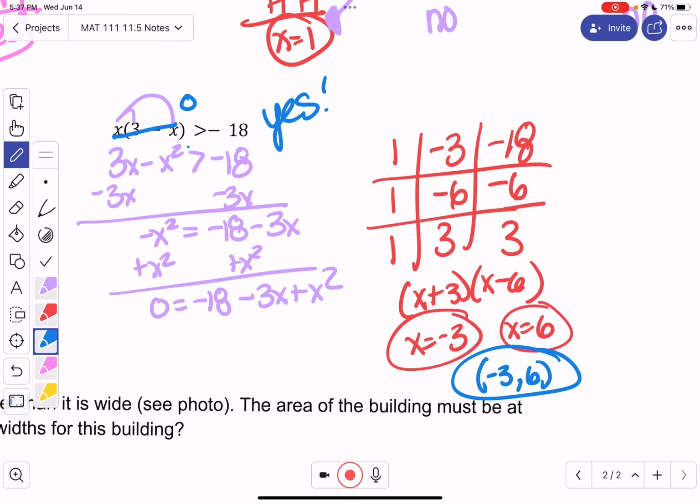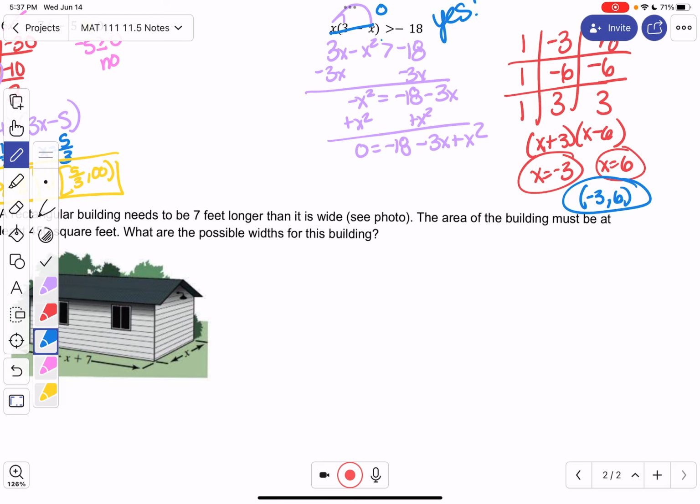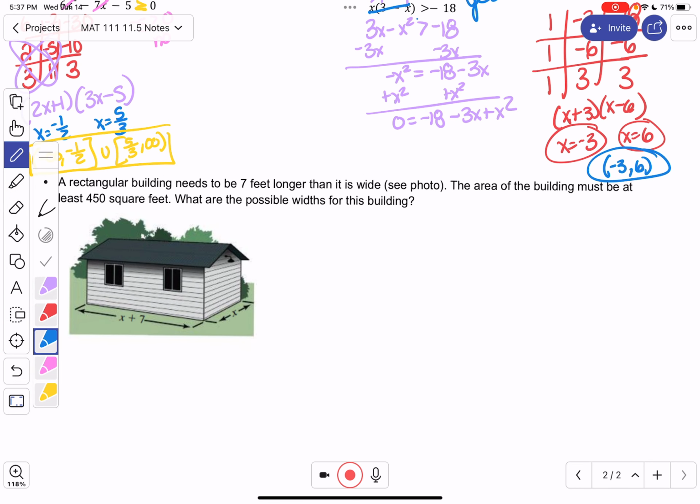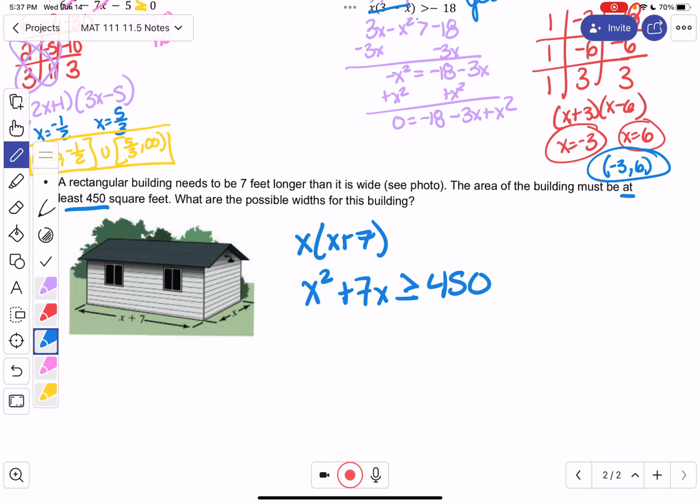All right, let's look at a real life problem. A rectangular building needs to be 7 feet longer than it is wide. See photo. So here's our width. Here's our width plus 7. That's all that's showing us. The area of the building must be at least 450 square feet. Well, area is length times width. So if I distribute that, I get x squared plus 7x. And we're saying it needs to be at least 450 feet. What are the possible widths?